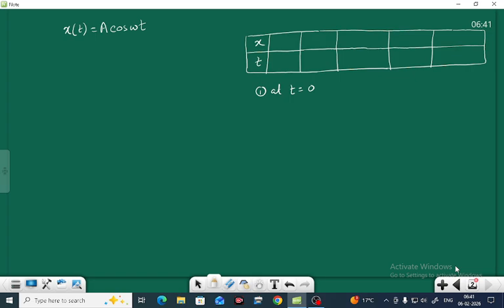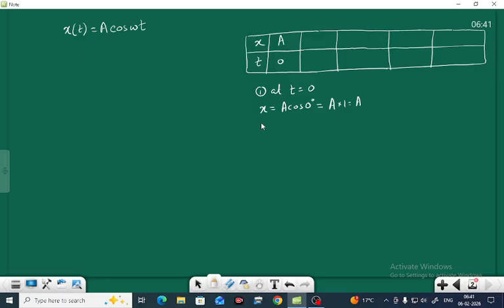So at time t equal to 0 here, you see that x is equal to a cos omega t. Time is 0, so cos 0. The value of cos 0 is 1, so it is a into 1, equal to a. So at time t equal to 0, the value of x equal to a, right?